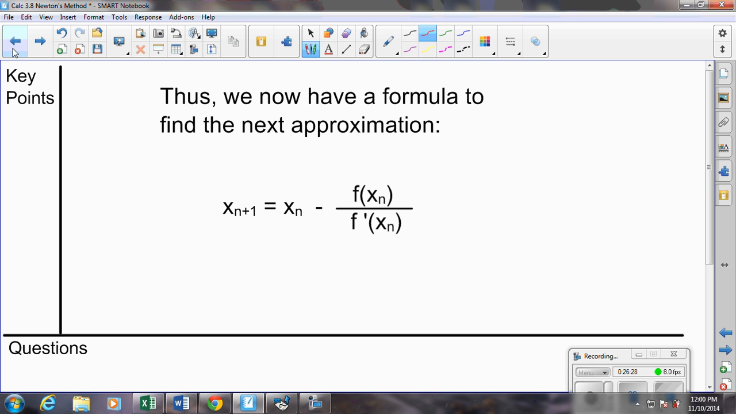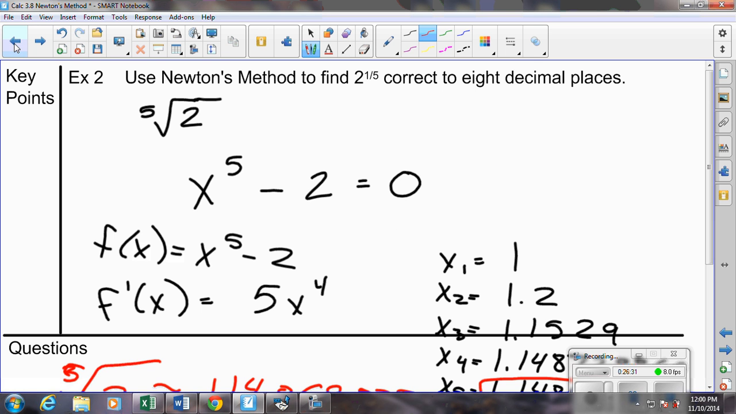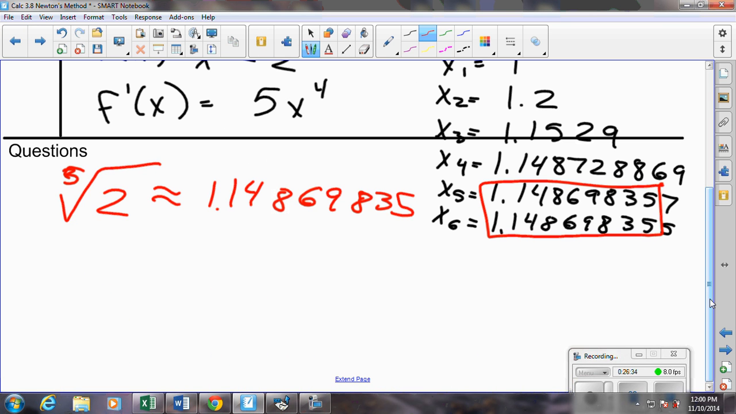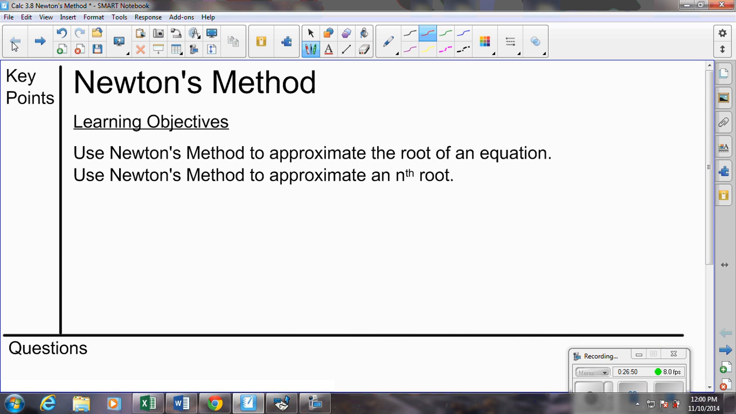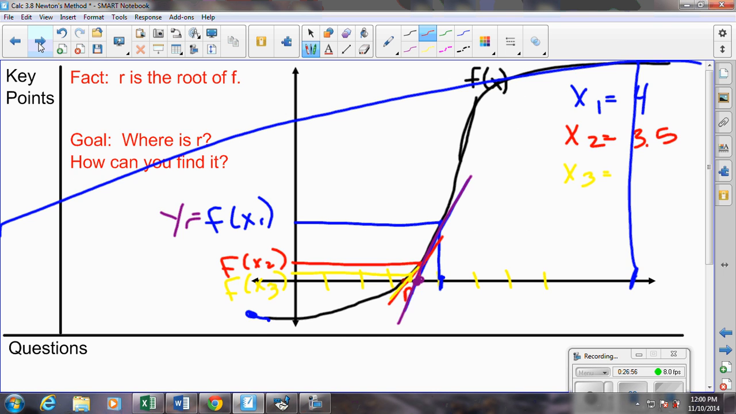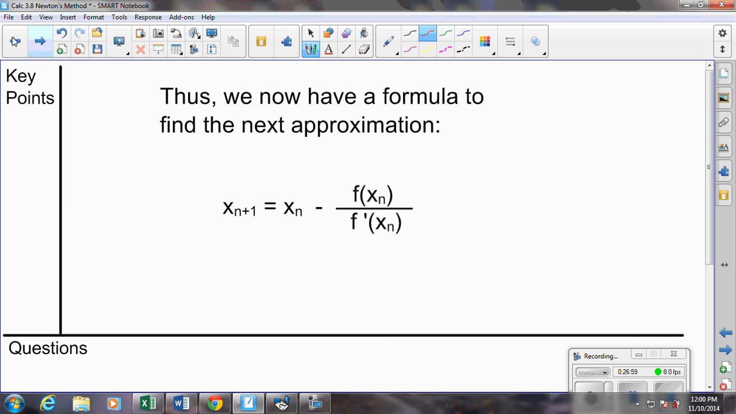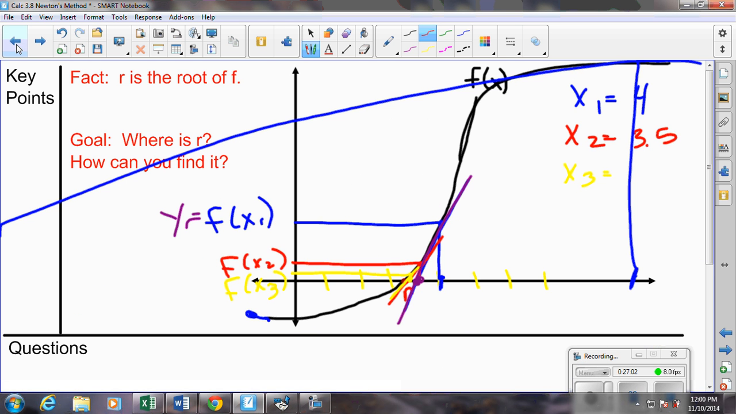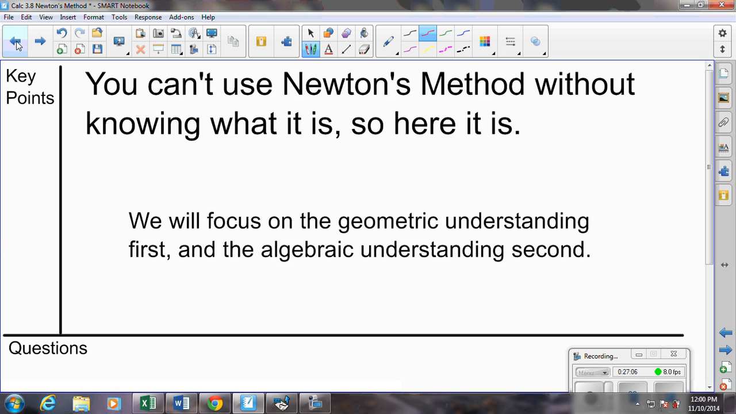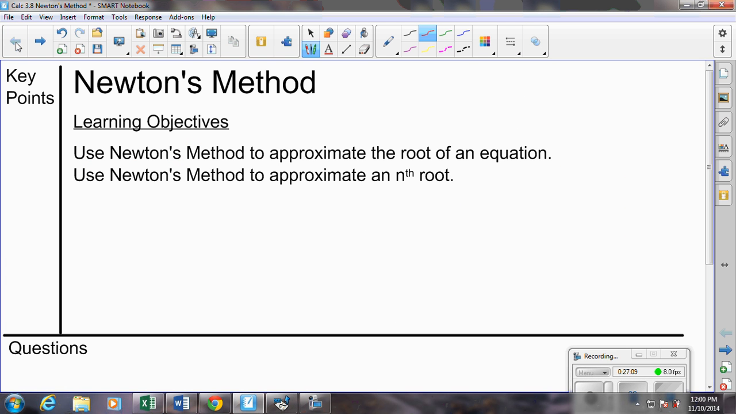How do you show your work then? Well, same way that I had here. Write down your list. X1, you took the guess, which leads you to X2, which leads you to, and you write down as many as you need. But all the work is done by the calculator. Just make sure you're recording what the calculator is doing. So, all things considered, we know what Newton's method is. You should understand the basic process that's being done with the iterative graphing and be able to use the formula to be able to approximate the root of an equation and approximate the nth root of a number.